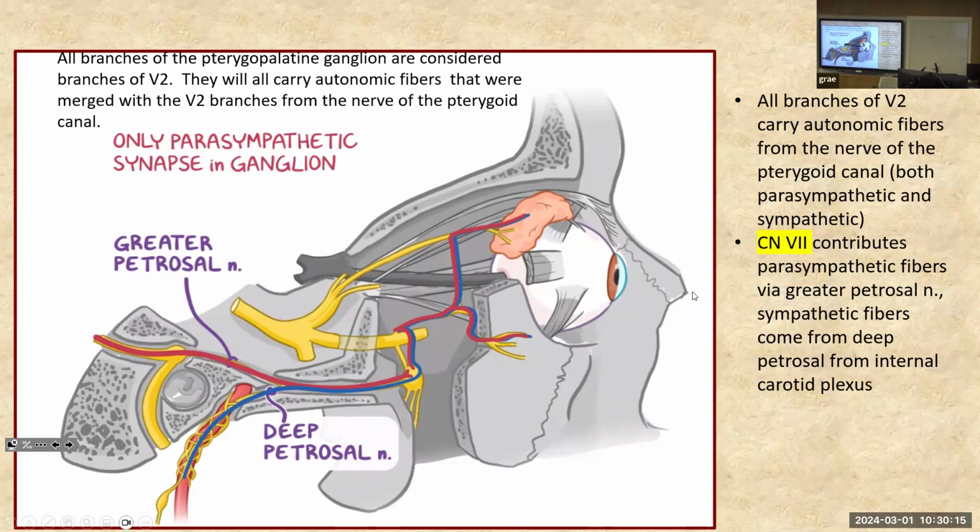So we have both parasympathetic presynaptic fibers, and we have sympathetic fibers that have already synapsed together in a nerve. They reach the pterygopalatine ganglion, the presynaptic fibers that are parasympathetic synapse, and now we have postsynaptic fibers that leave the ganglion through all of the branches that we just talked about.